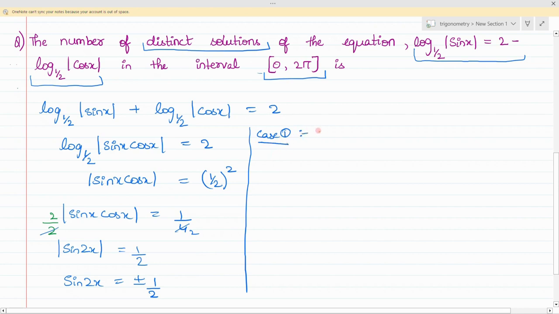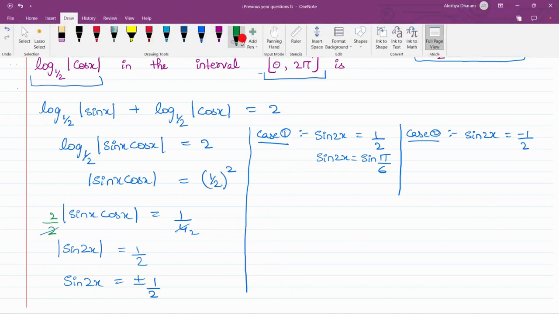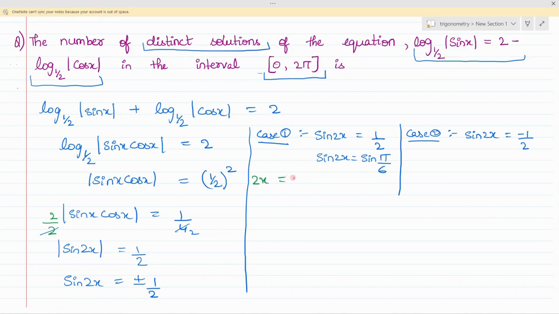In case 1, it will be sin 2x is equal to half. And in case 2, sin 2x will be minus half. So in this equation, when will half come? It will be sine pi by 6. So it's in the form of sine theta equal to sine alpha, which is a standard trigonometric equation. So the general solution will be 2x, that is theta, equal to n pi plus minus 1 whole power n alpha. Alpha is pi by 6. Then x will be n pi by 2 plus minus 1 whole power n pi by 12.